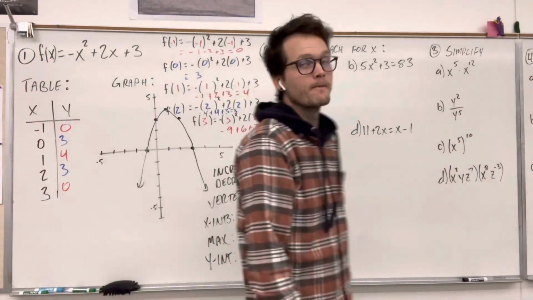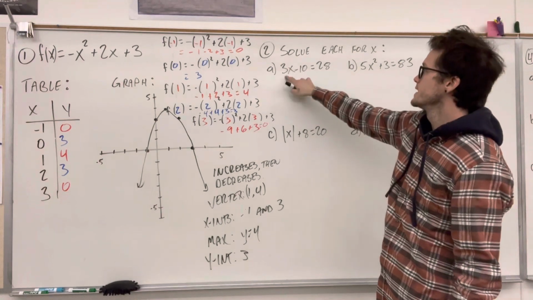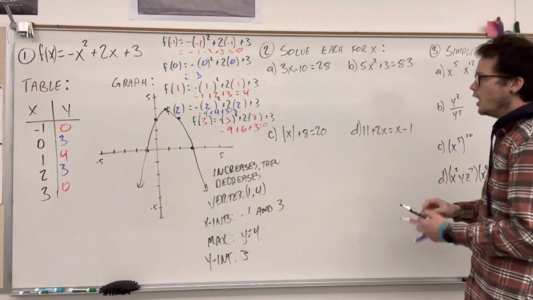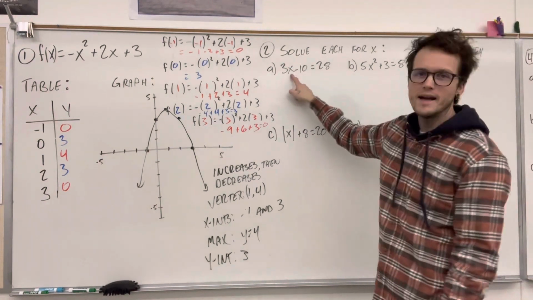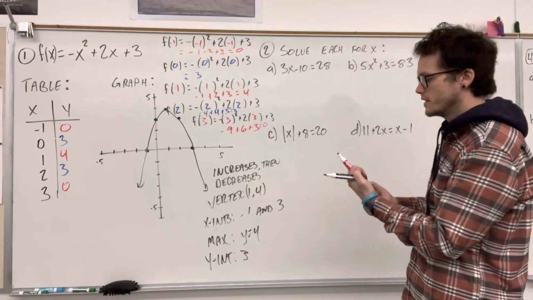Let's look at number 2. We have 4 equations to solve. We're solving each of these for x. So A says 3x minus 10 equals 28. Our goal is to figure out what value of x makes this equation true. That's the goal of every equation solving adventure ever.